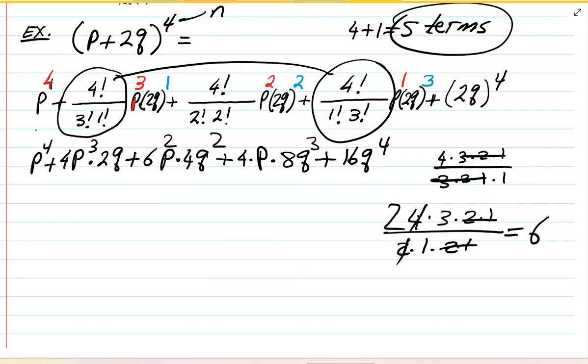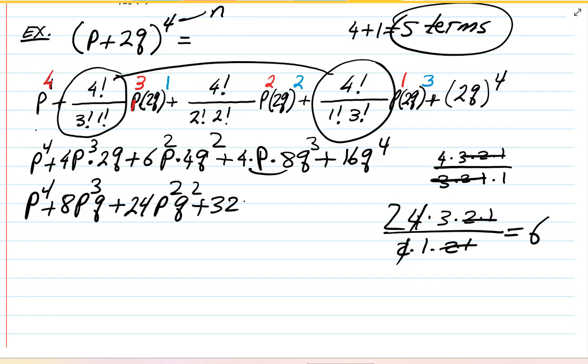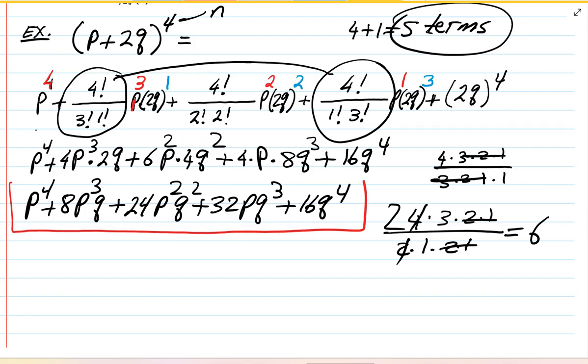That's the expansion. Now, we can still simplify this, right? Remember, we always simplify to the lowest form. They're not going to have to tell us. 4 times 2, 8 p cubed q. 6 by 4, 24 p squared q squared. Plus 4 by 8, 32 p q cubed. And finally, the last one is 16q fourth. And there you go. Take that to the bank. And there is the full expansion.